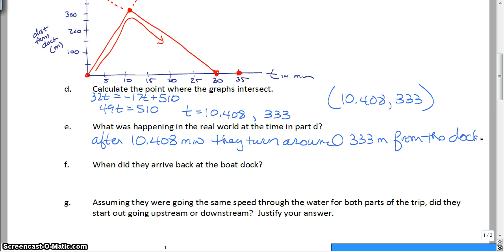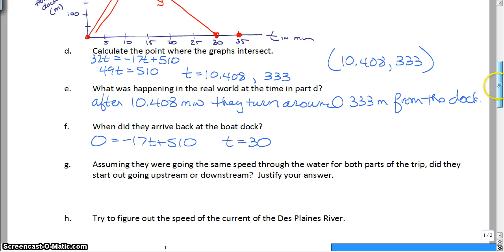Okay, so when did they arrive back at the boat dock? Well, that's when I said you should estimate with the equation. So we're 510 feet away, coming back at 17 meters per minute, and that's going to just solve for t, and we're going to get t is equal to 30. That's how I knew what this point was here before I accidentally plotted it on 35.